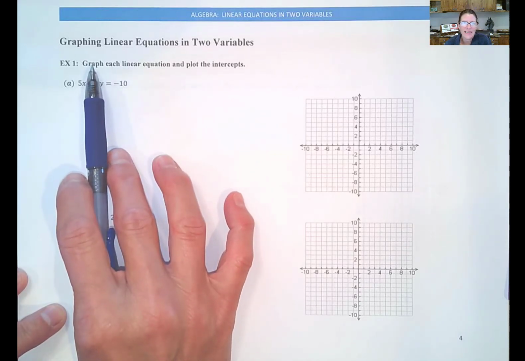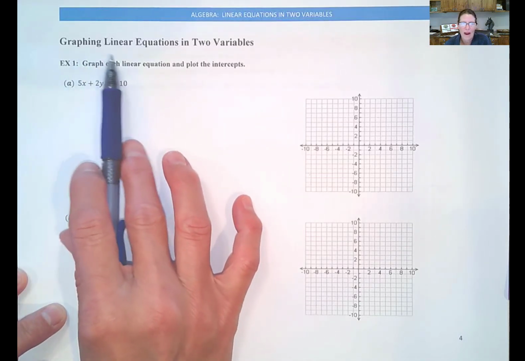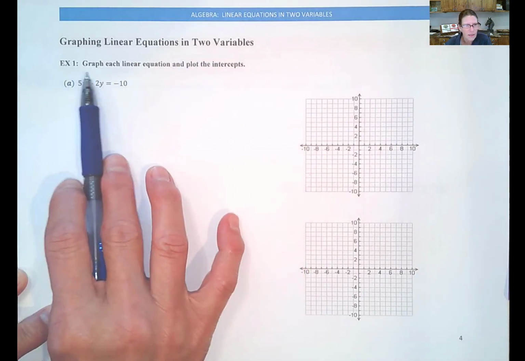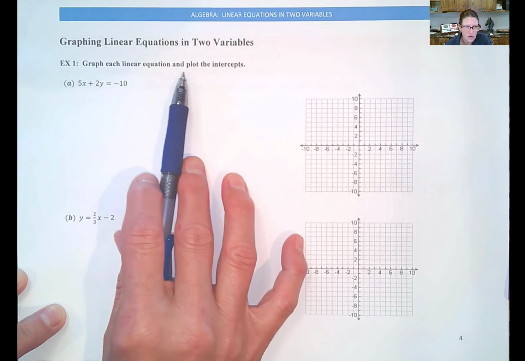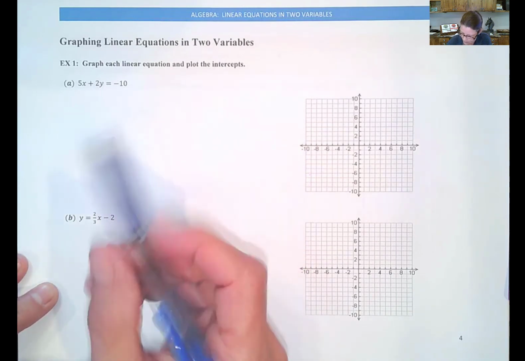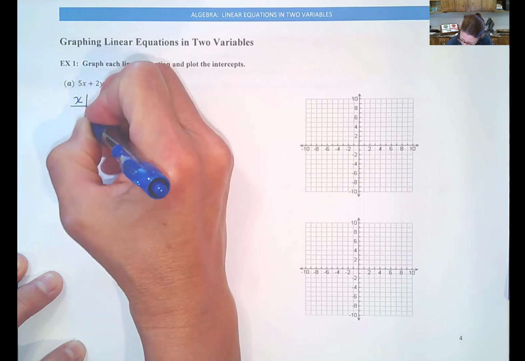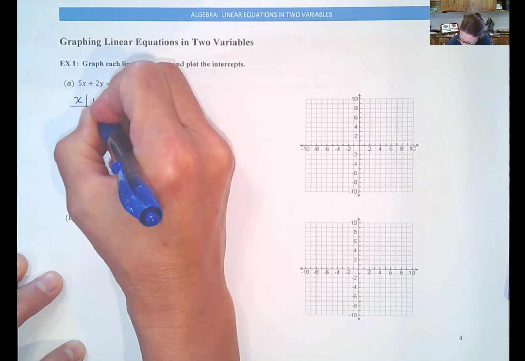Hello students, Kelly Daniels here, and in this video we will graph linear equations in two variables. In example 1, graph each linear equation and plot the intercepts. So if we are asked to plot intercepts, we want to make sure that we do that.